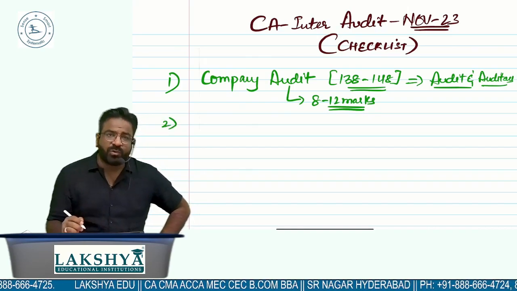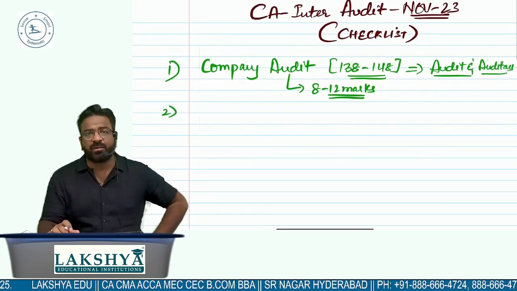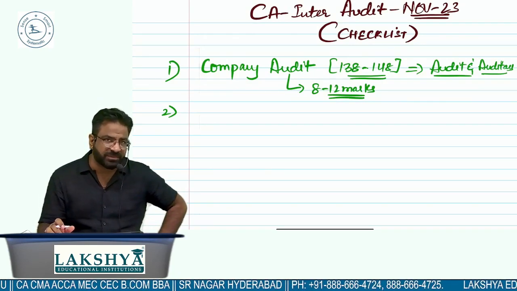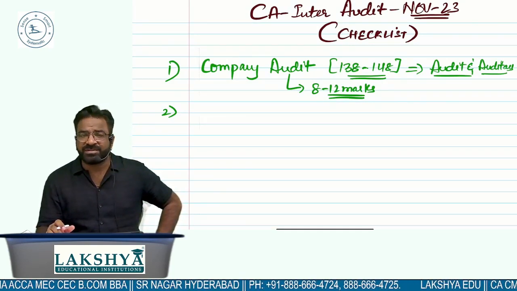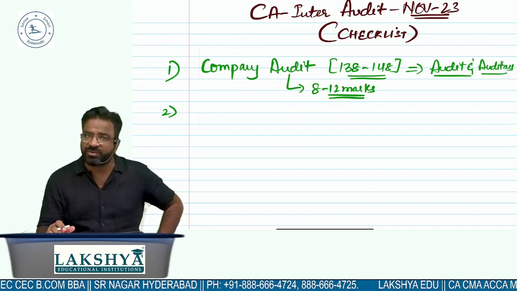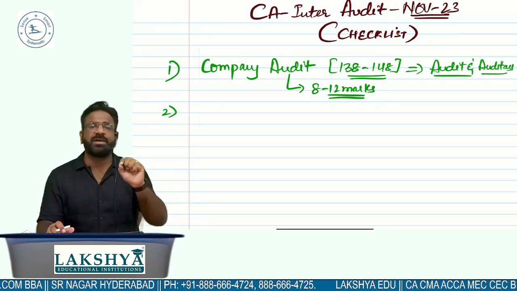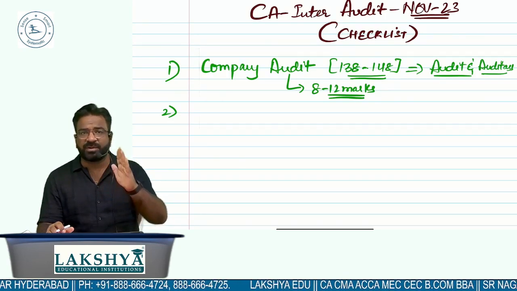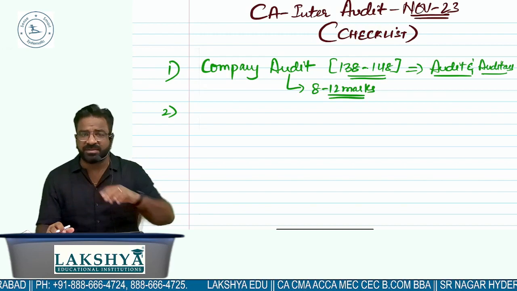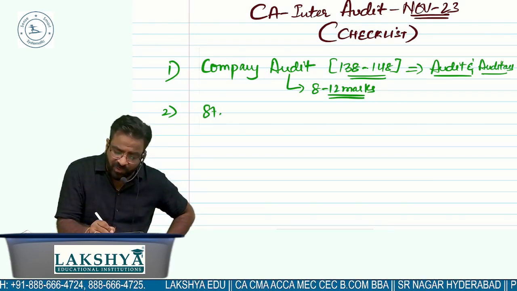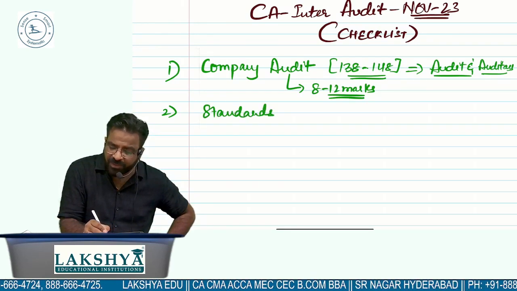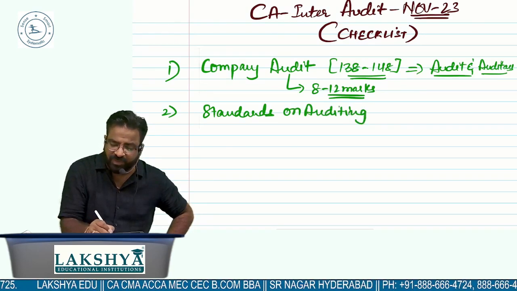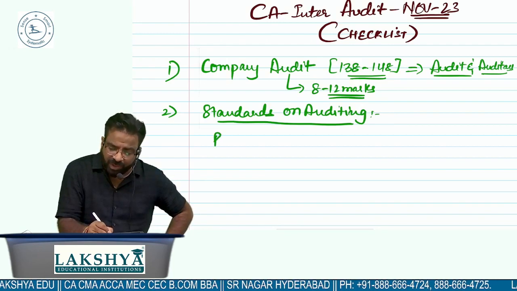Second thing, you need to understand that key standards are going to come for minimum 35 to 45 marks in your examination. If I'm not wrong, in your MCQs, where the case scenario based questions are going to come, your standards are going to come for minimum 35 to 45 marks, including your case scenario questions as well as the subjective paper. So standards on auditing is the second priority. Let me tell you the chapters from where you need to do these standards without fail.